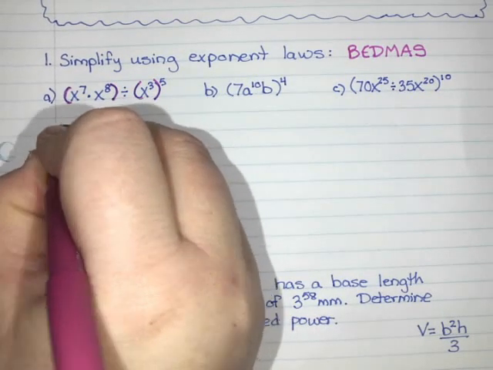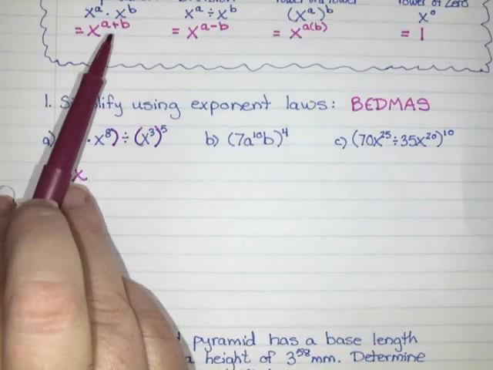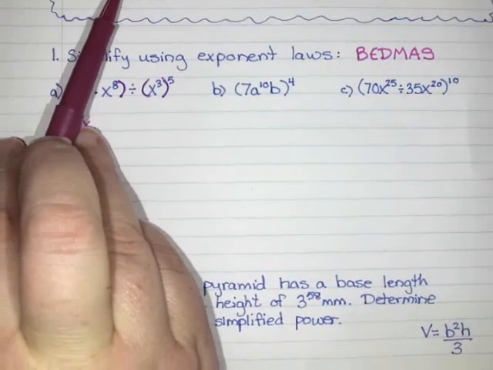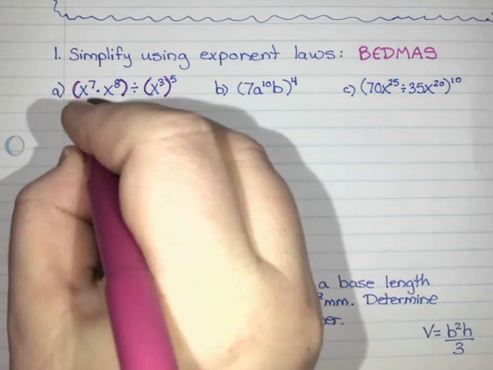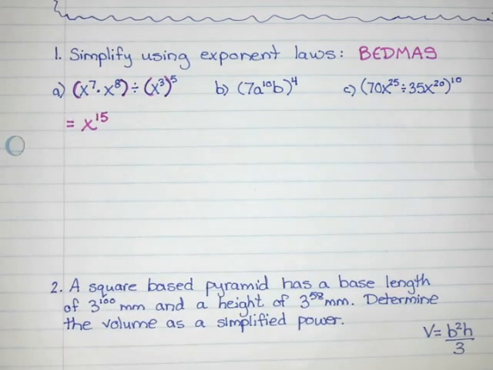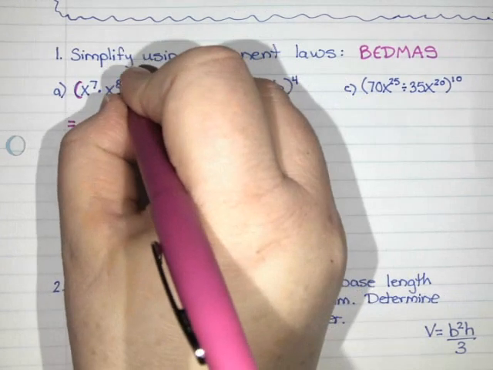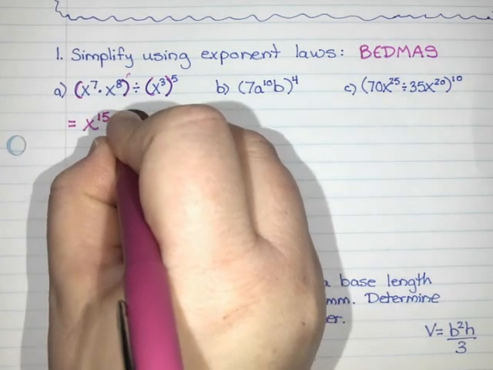So this is going to be x to the power of, and we learned that you add your exponents when you're multiplying if you have the same base. So I'm going to add 7 and 8 together to get 15. So this is x to the power of 15. Does it still need to be in a bracket? Not really. It doesn't have an exponent or anything on the outside. So I'm just going to leave x to the power of 15 divided by.